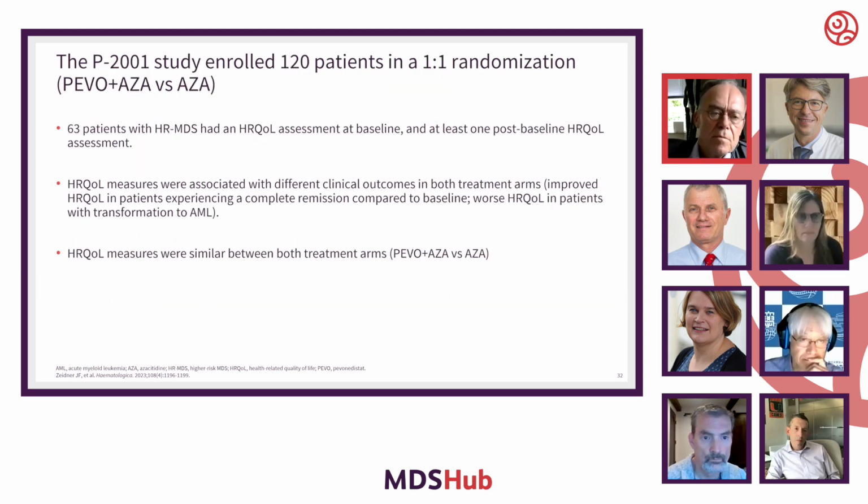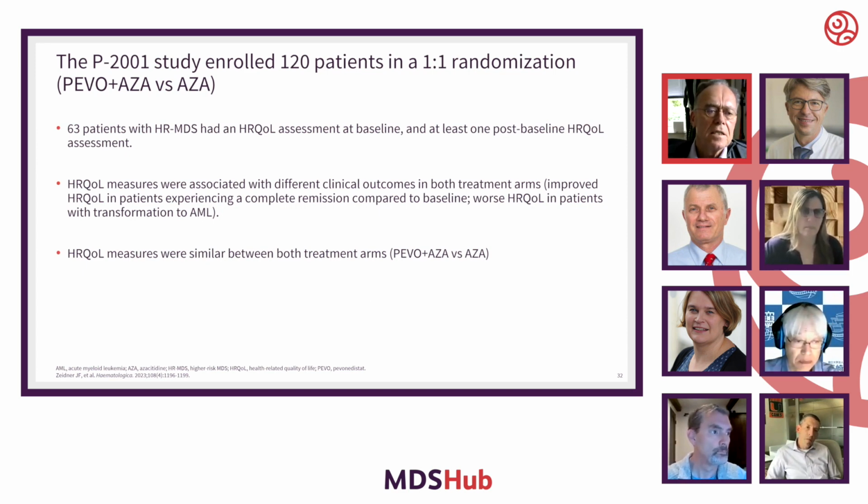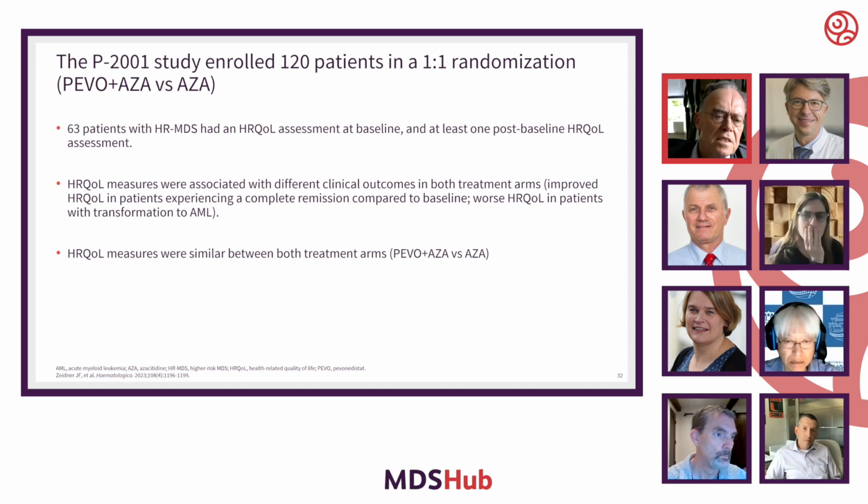So this was checked in a small study. The study most of you know, this is the pevonedistat and azacitidine versus azacitidine, the P2001 study, which originally enrolled 120 patients. For this analysis, they analyzed 63 patients with high-risk MDS and a quality of life assessment at baseline before starting the treatment, and at least 1 post-baseline quality of life assessment. They didn't give the details of the quality of life assessments in that letter.